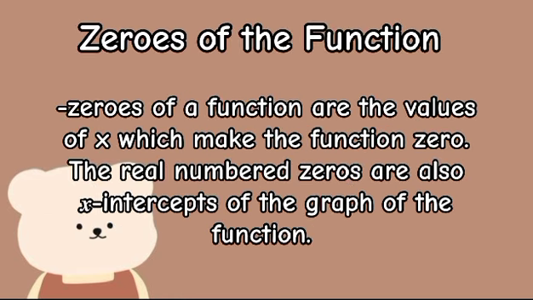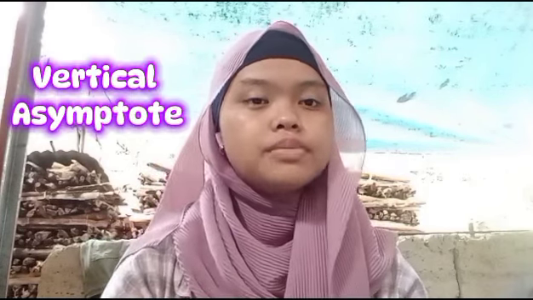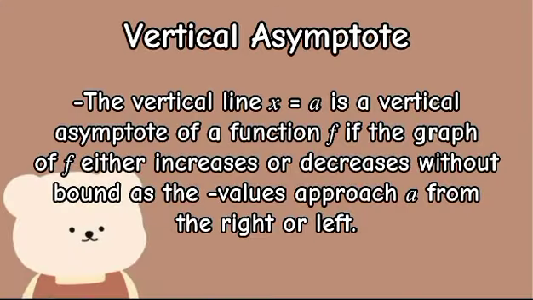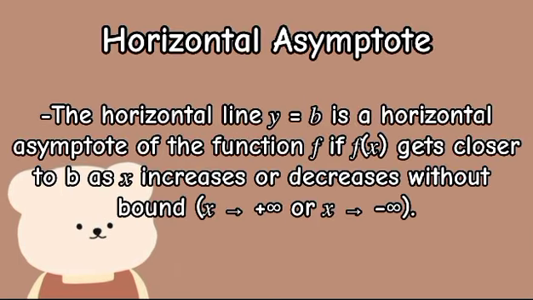Now for the zeros. The zeros of the function are the values of x which make the function 0. Now for the asymptotes. There are two asymptotes, the vertical asymptote and the horizontal asymptote. The vertical line x equals a is a vertical asymptote of a function f if the graph of f either increases or decreases without bound as x approaches a from the right or left. Horizontal asymptote. The horizontal line y equals b is a horizontal asymptote of the function f if f of x gets closer to b as x increases or decreases without bound.